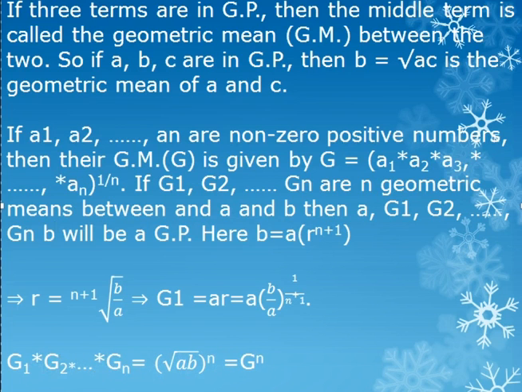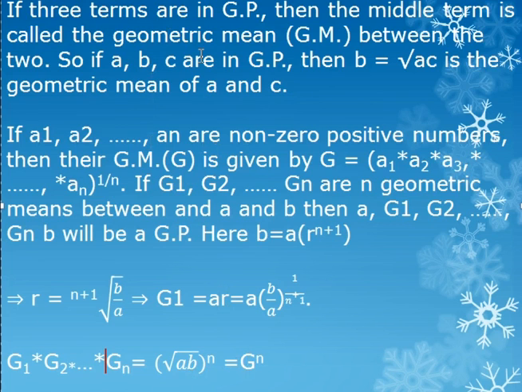Now if I multiply all the geometric means in between two numbers, I'm going to get the single geometric mean between those two numbers to the power of the number of geometric means. So nothing but root of ab whole to the power of n, root of ab whole to the power of n.